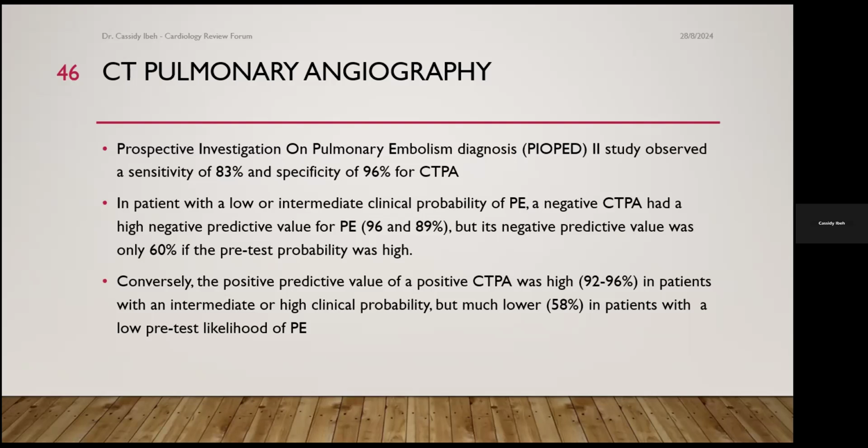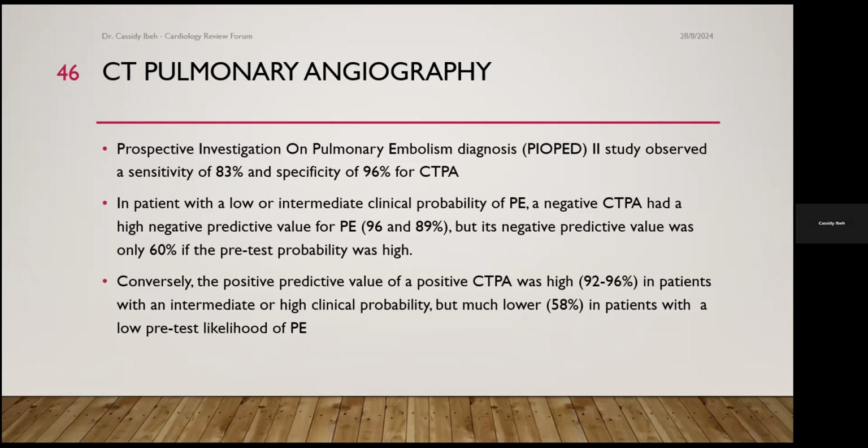Now, the CT pulmonary angiogram is actually the gold standard. In the prospective investigation of pulmonary embolism diagnosis, a sensitivity of 83% and a specificity of 96% was observed for CTPA. Now, in patients with a low or intermediate probability of PE, a negative CTPA has a high negative predictive value for PE, but this negative predictive value was only 60% if the clinical probability was high. Conversely, the positive predictive value of a positive CTPA was high.